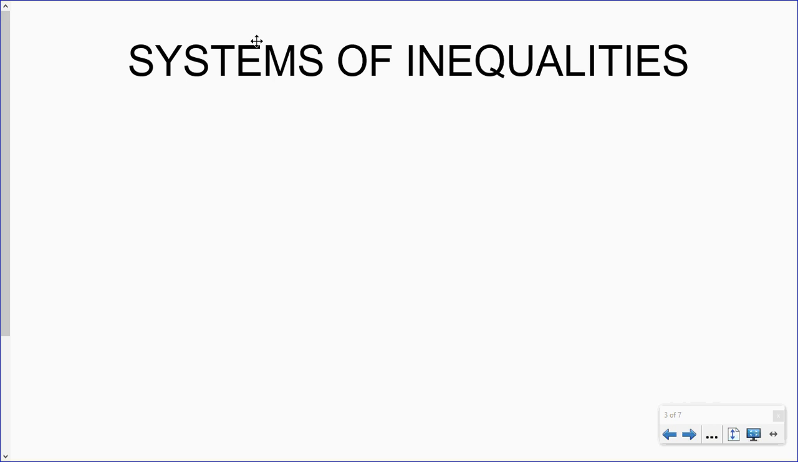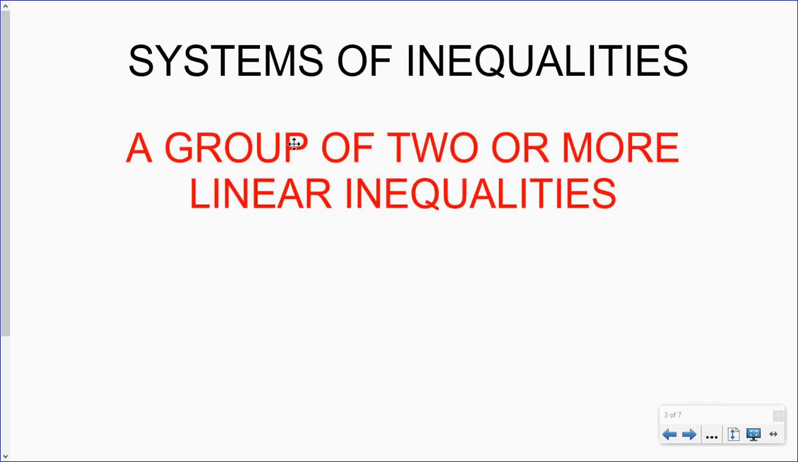So systems of inequalities. A system of inequalities is just a group of 2 or more linear inequalities. I keep saying 2 or more because as honors, you will have to deal with 3 of them, which isn't that bad. With graphing, you just put all 3 on there and look for the triple shaded part with inequalities, and for equations, you look for where all 3 cross the same point.